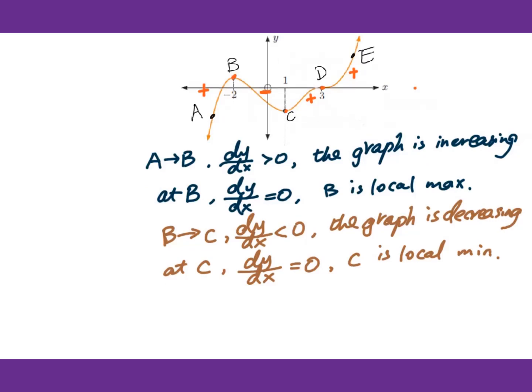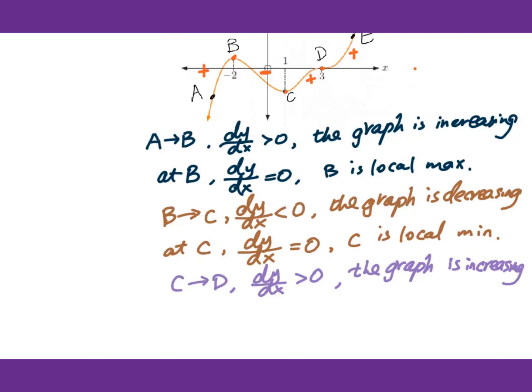From C to D, dy by dx is greater than 0. The graph is increasing. At D, dy by dx equals 0 because D is a stationary inflection.